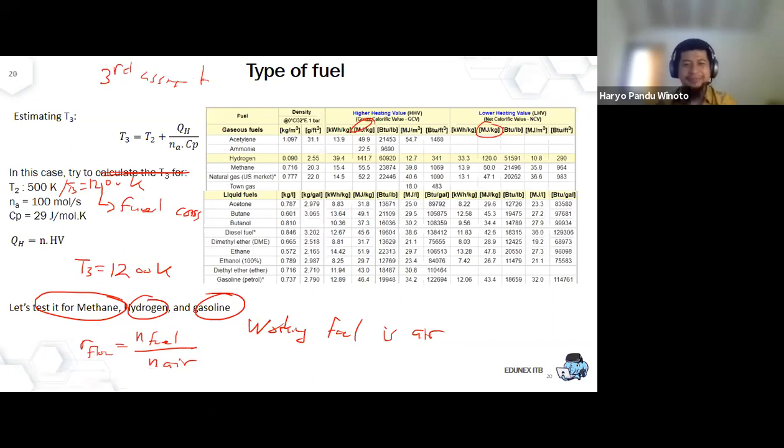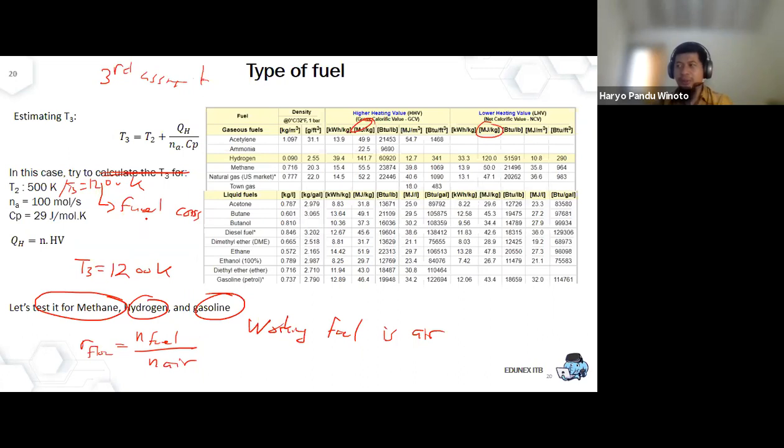Do it by yourself. I wait for this one next Wednesday. Sorry, I didn't think clearly, so it should be like this: the T3 is fixed at 1200 Kelvin.